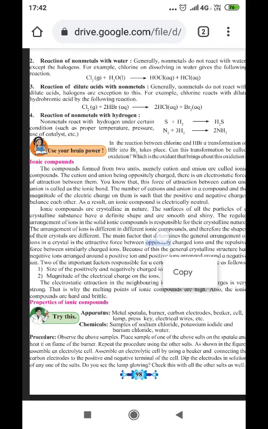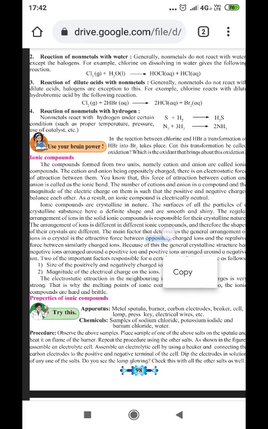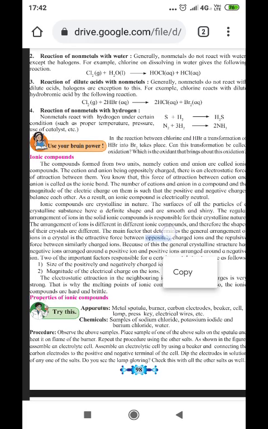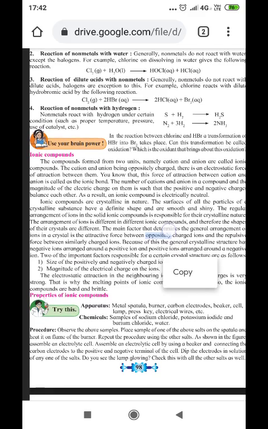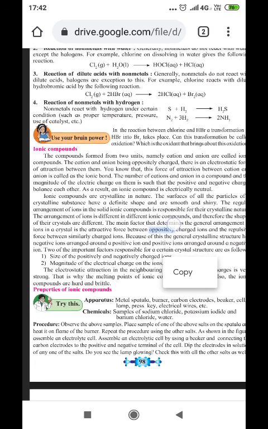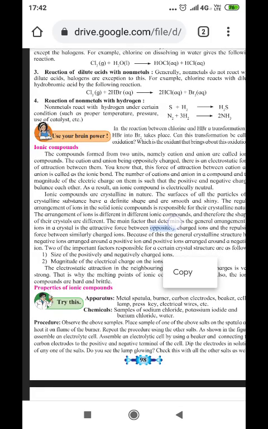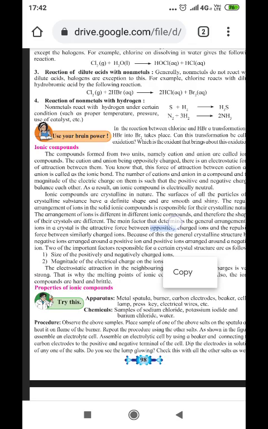The reaction of nonmetals with dilute acids. Generally, nonmetals do not react with dilute acids. Halogens are an exception to this. For example, chlorine reacts with dilute hydrobromic acid by the following reaction. Chlorine reacts with hydrogen bromide to form hydrogen chloride, and bromine is given out in the molecular form in the aqueous form, that is in the presence of water.